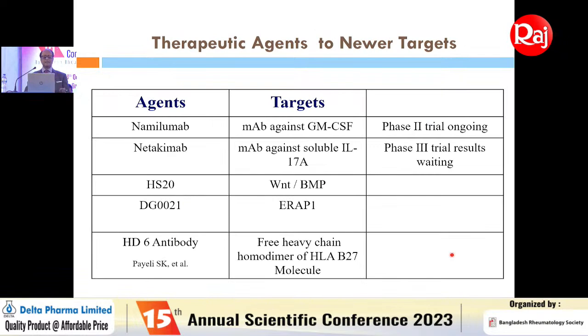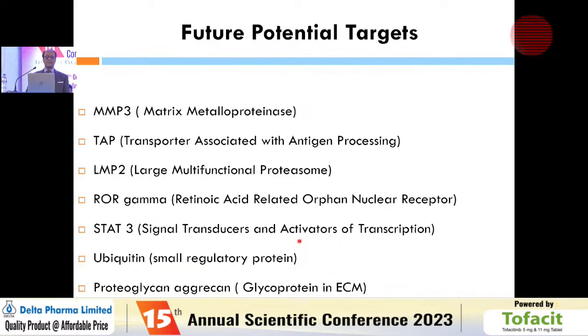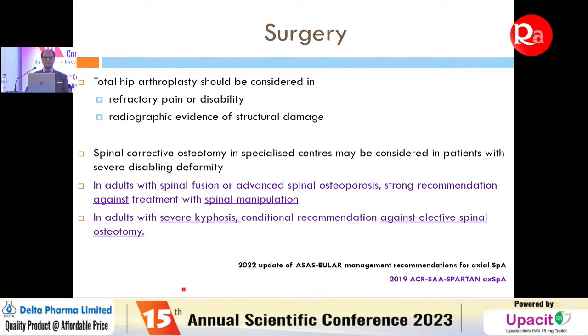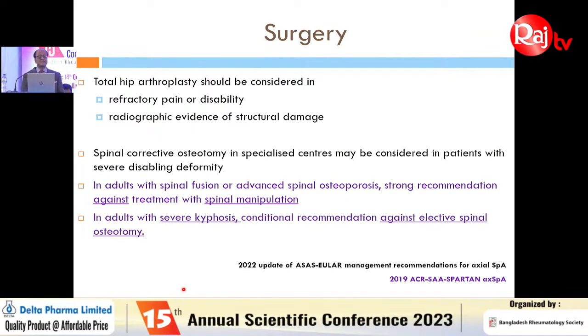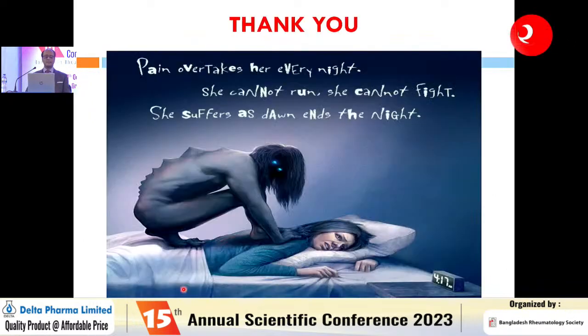So these are now the therapeutic agents to newer targets. If you look at the targets, you see definitely WNT, BMP, ERAP1, even HLA-B27. The importance of HLA-B27 here, and future other potential targets like MMP3, TAP, LMP2, ROR, STAT3, ubiquitin, proteoglycan, so all may be targeted in future. Surgery has a role, so total hip arthroplasty or replacement should be considered in a certain group of patients.